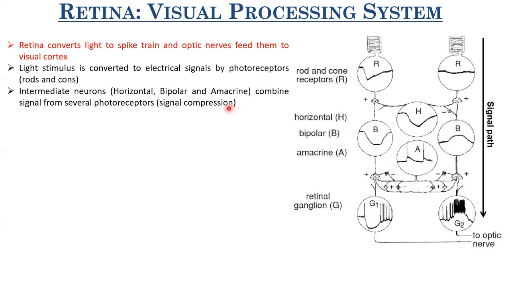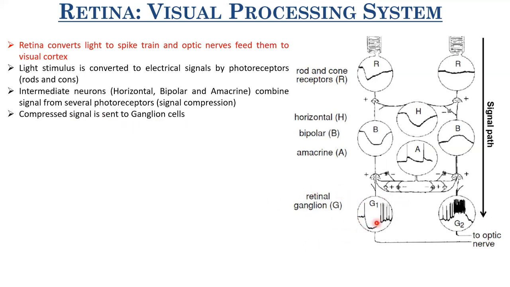There are about 100 million photoreceptors, and the number of ganglion cells, which are the further level of the retina system, is only 1 million. So these intermediate neurons combine signals from 100 million photoreceptors and compress them to 1 million pieces of information. They act like a signal compression system, compressing by a factor of 100. Once they compress the signal from all these photoreceptors, they send it to the ganglion cells.